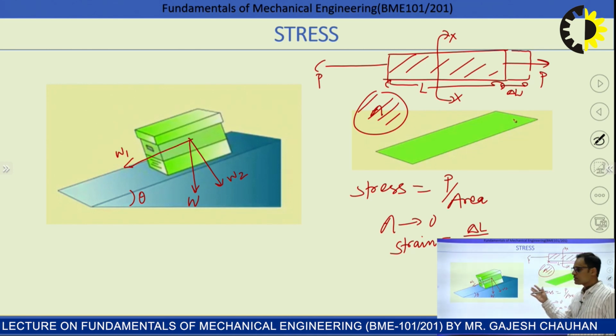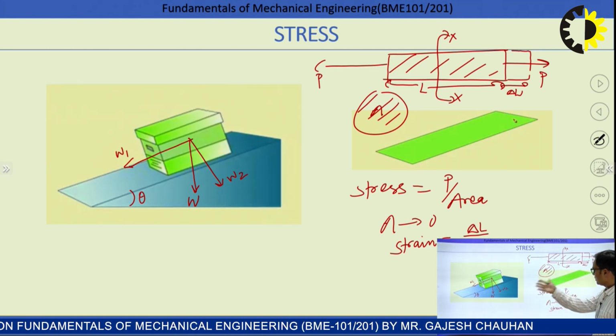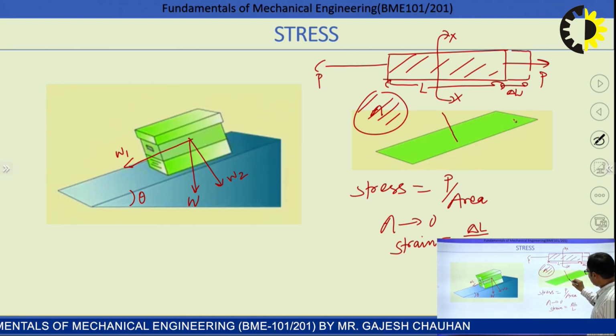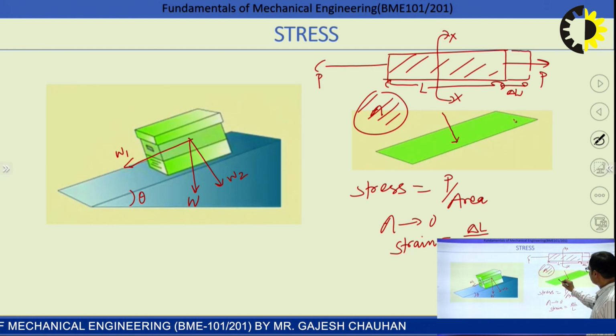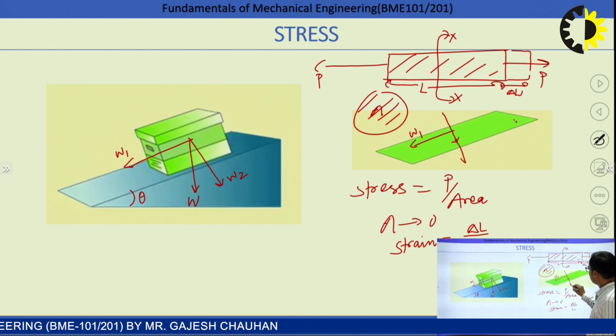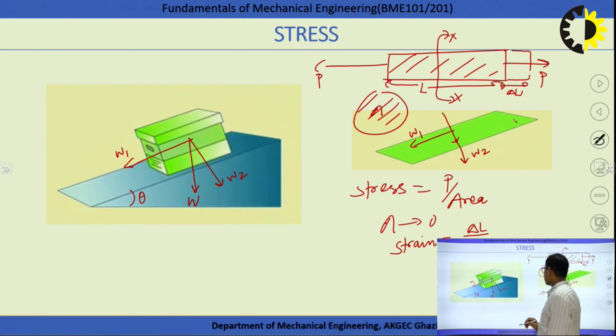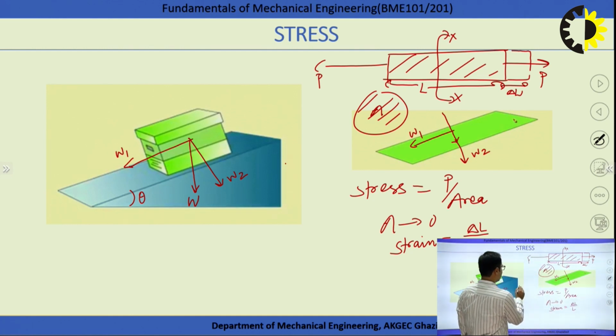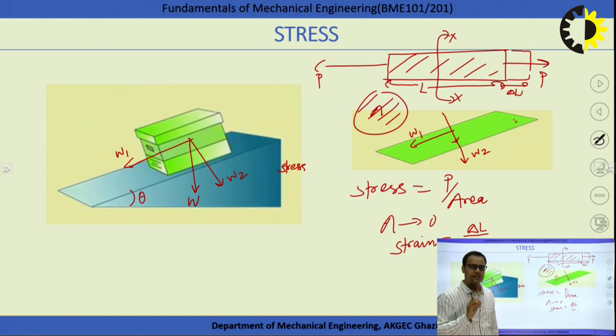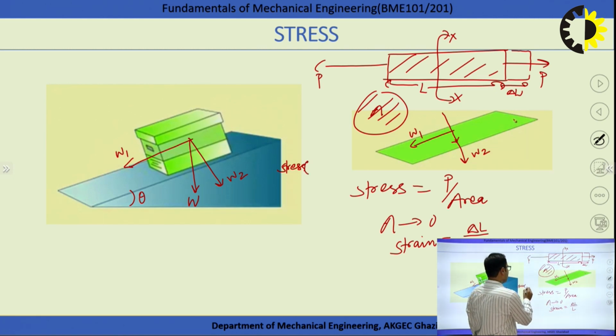If I am considering this plane area, it has two components of the force: this is W1 and this is W2, right? If I am writing what is stress, simply I can write stress 1. I am not giving any notation now for how to denote the stress. In the consequent classes I will discuss all the things, so I am keeping it very simple.